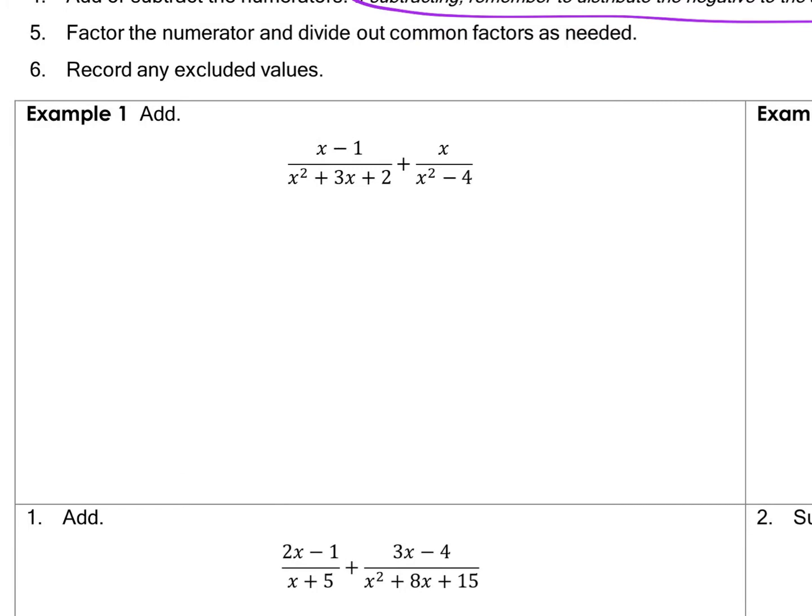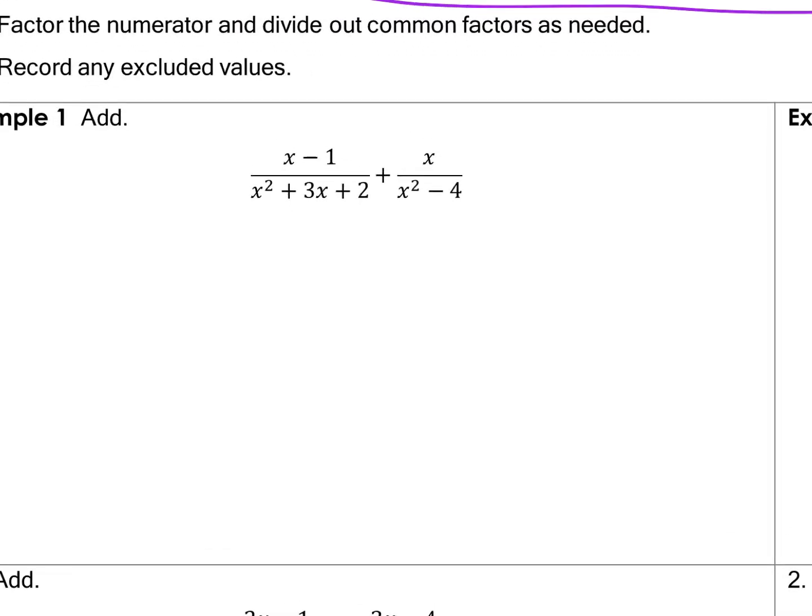So first step is to factor the denominators. So I have sum on the first denominator is 3, product is 2. So that would be 2 and 1. Second denominator, I have difference of two perfect squares. That would be x plus 2, x minus 2. Now I'm going to find the LCD.